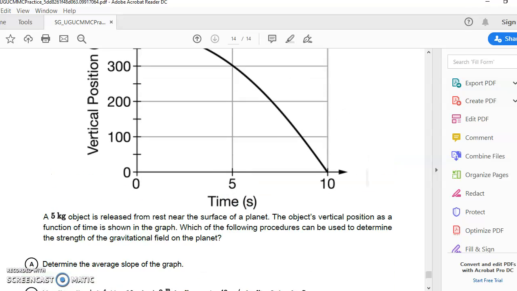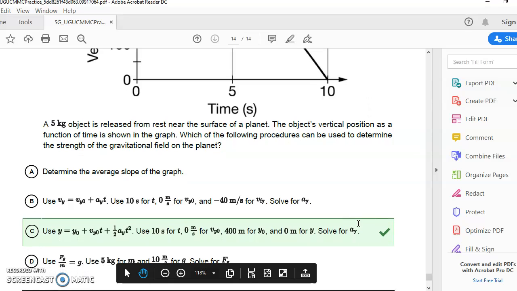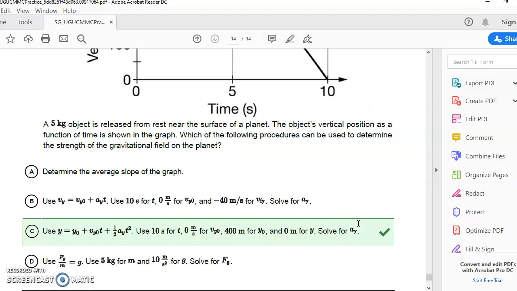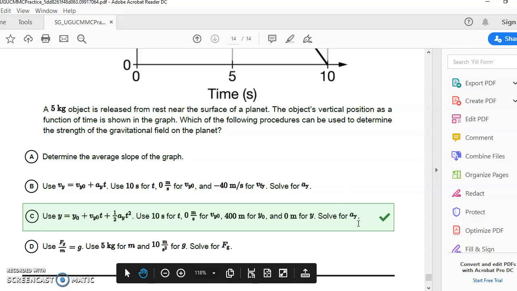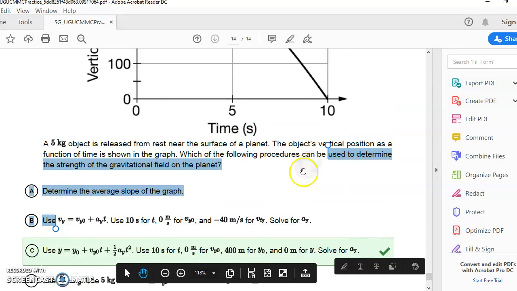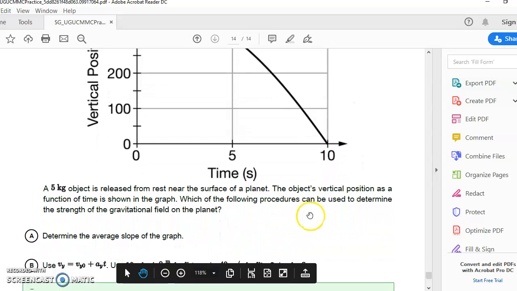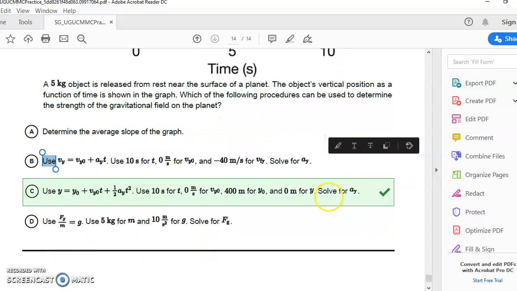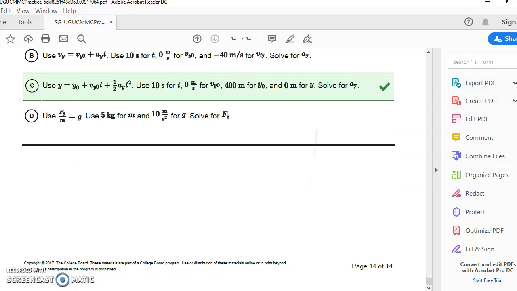So basically you want to get the acceleration. That's going to be the strength of the field. So you're going to use this equation, the displacement equation, to find the acceleration. We're dropping it from rest, so 0 meters per second is the initial velocity, 10 seconds for the time based on the graph, 400 meters for the initial y position, 0 for the final, and we're getting all of these constants from the graph. So 400 is the y-intercept, 0 is the x-intercept, and then 10 is the time, and then solve for the acceleration, and that'll tell you what the gravitational field strength is.